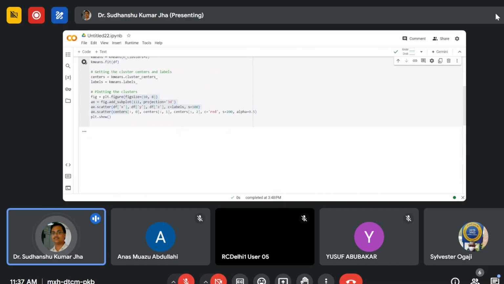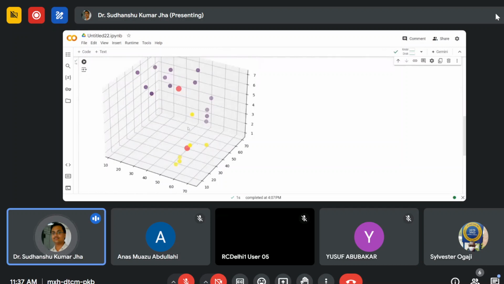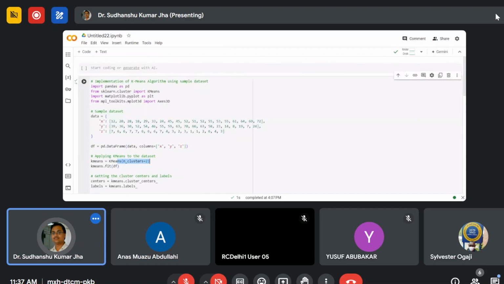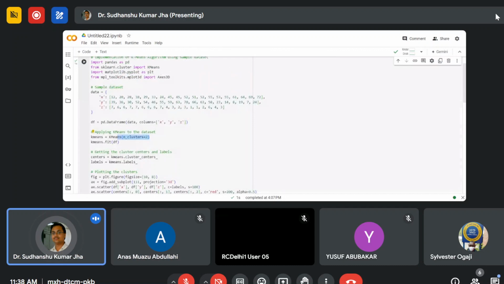Let me compile this one and show you. You can see that the number of clusters is 2, as we defined, and the entire data points are now placed into the two clusters. So we have only two clusters: cluster number 1 with the yellow dots, and cluster number 2 with the brown dots.